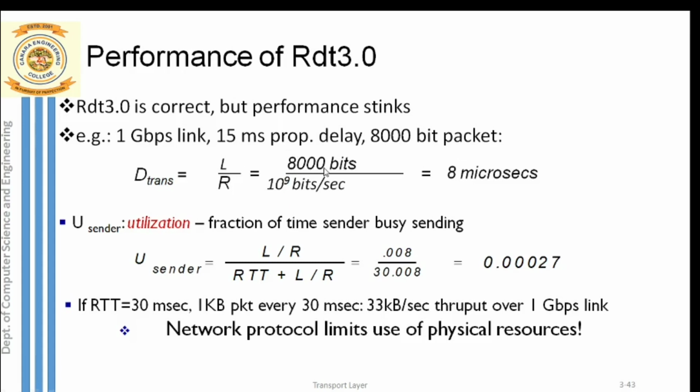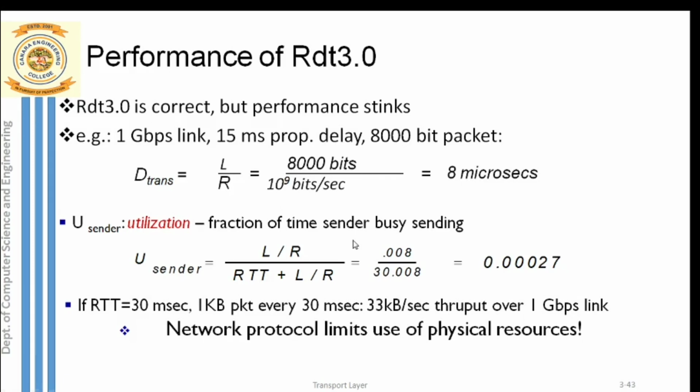You can denote the packet size as L, and the link capacity as R. So L by R is the total duration, that is the time taken by the packet to transmit over the link. So it is 8 microseconds, just 8 microseconds taken by this packet whose size is 8000 bits.